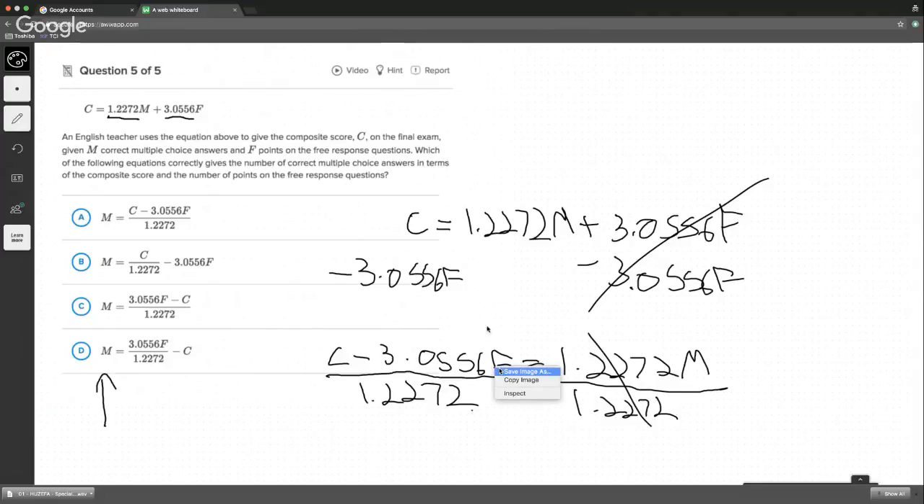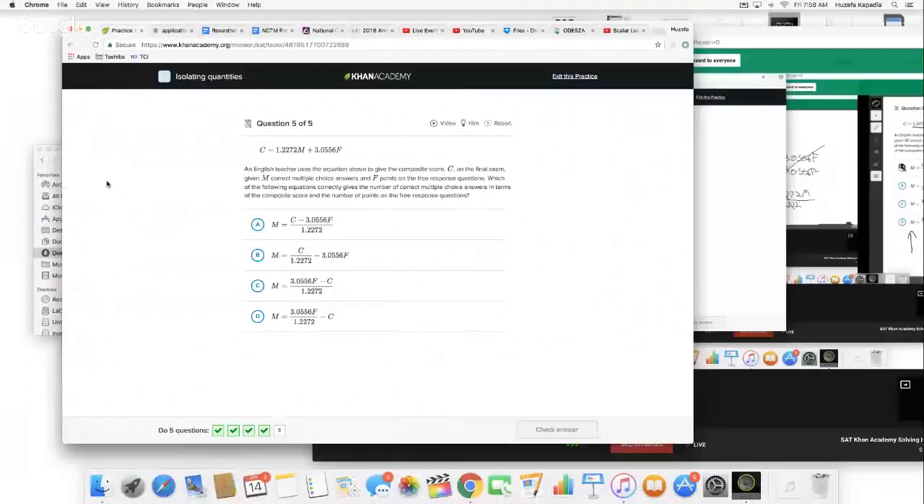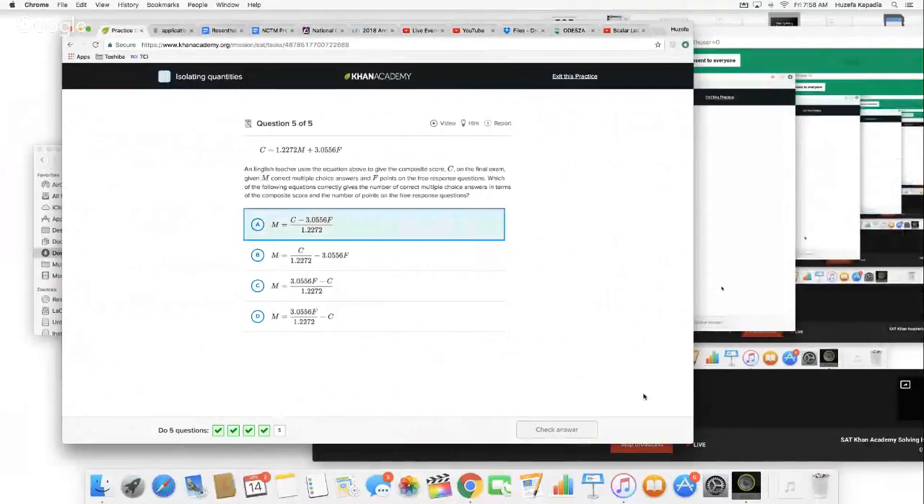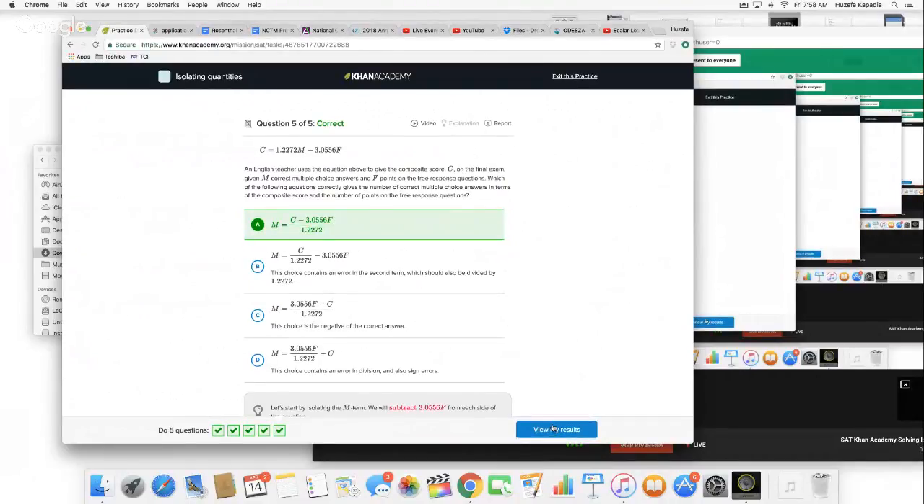C minus 3.0556 F over 1.2272, which I think is our, let's see, what answer? A. It's A. It's right there. All right, let's go ahead and enter it, make sure we're right. Always got to make sure we're right. I don't know, could make mistakes. I have made mistakes here and there on these as well in the past. You never know. But no matter how much practice you get, you can never be totally perfect.